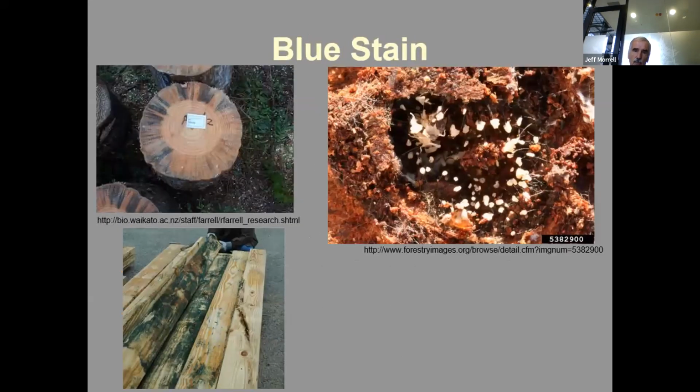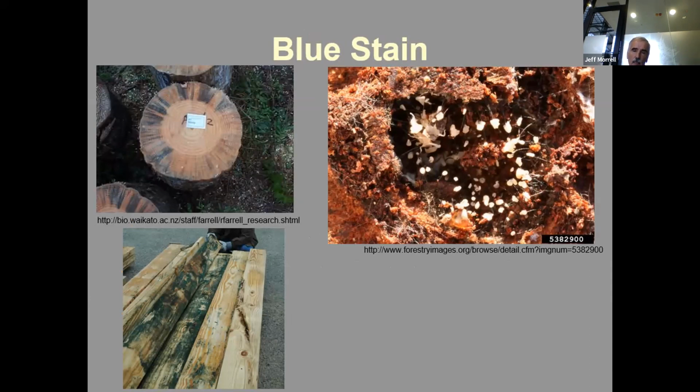There's also a blue stain, which can resemble mold, and that's why I have the picture on the left. It's the same picture as before because they're often found together. On the left-hand side is blue stain that you would see growing in the sapwood of the timber on the freshly cut tree.